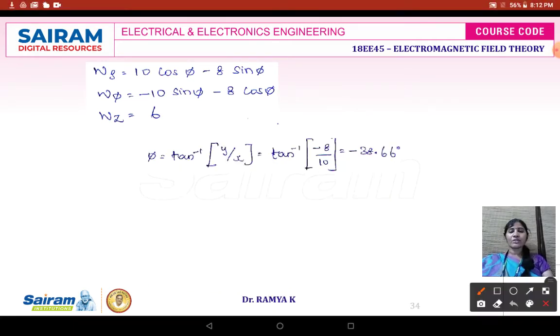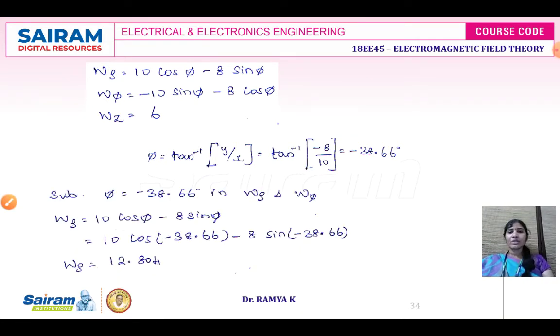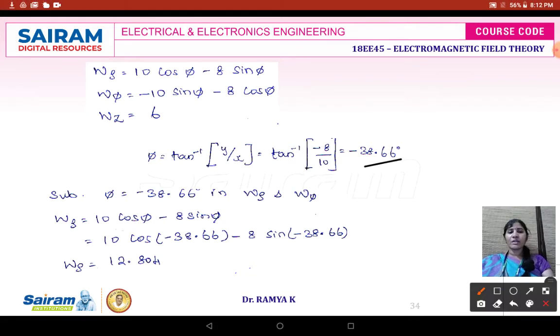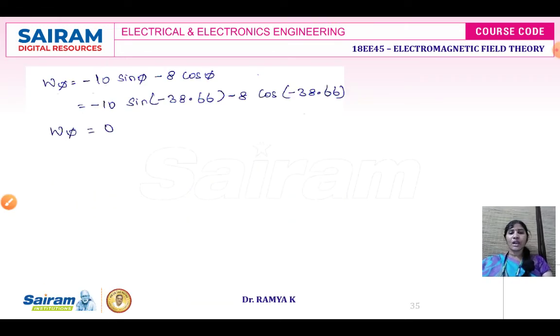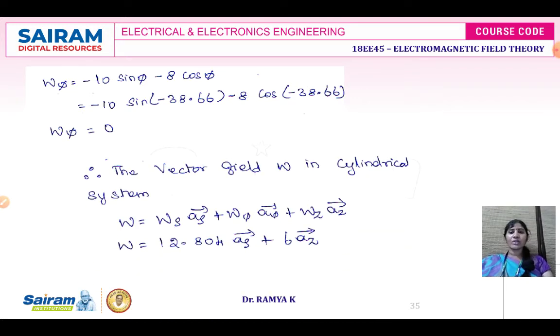From this, phi is equal to tan inverse of y by x. We know that y is equal to minus 8 and x is equal to 10. So we'll write it as tan inverse of minus 8 by 10, which is nothing but minus 38.66. You substitute the value of this phi in W rho, W phi and Wz, so that you will get W rho after substituting the value of phi. Then we will get W phi after substituting the value of phi as minus 38.66, and Wz.